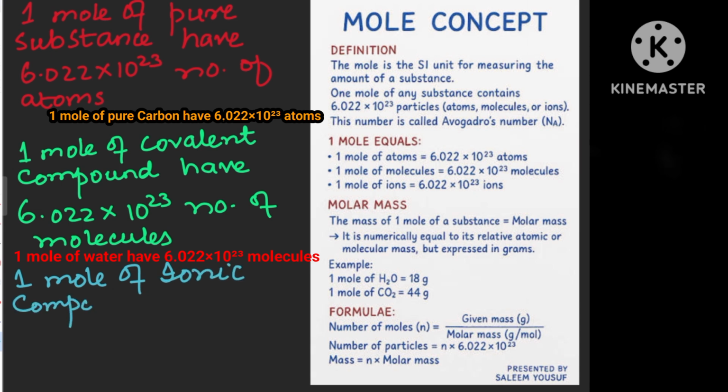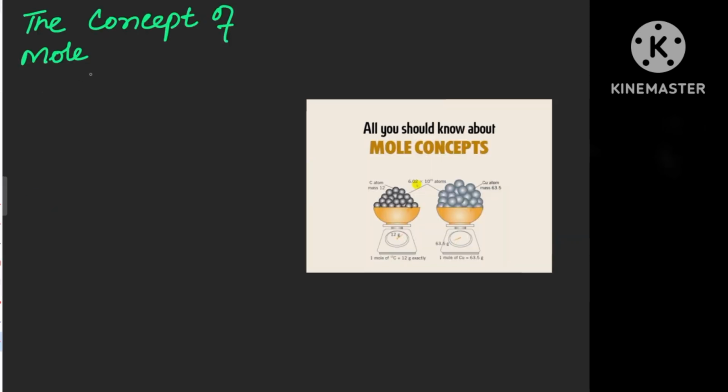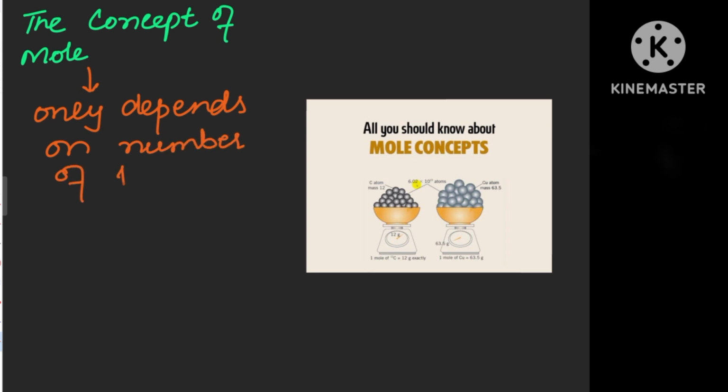While 1 mole of an ionic compound has 6.022 × 10^23 formula units. For example, 1 mole of sodium chloride has 6.022 × 10^23 formula units. This concept only depends on the number of particles and does not depend on the mass.